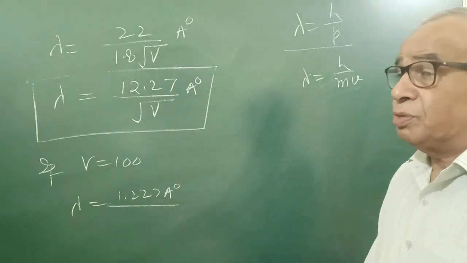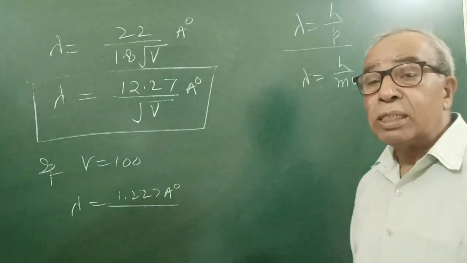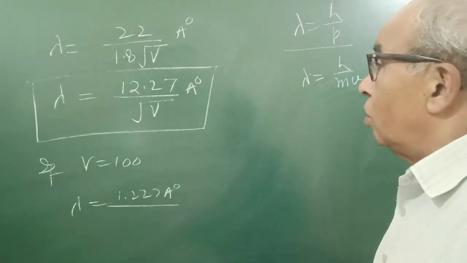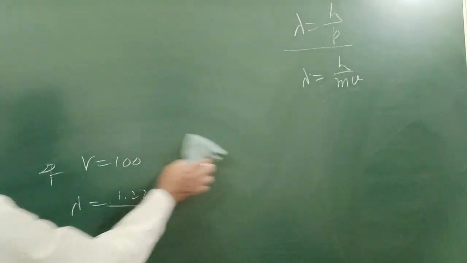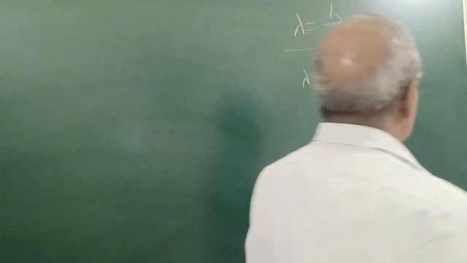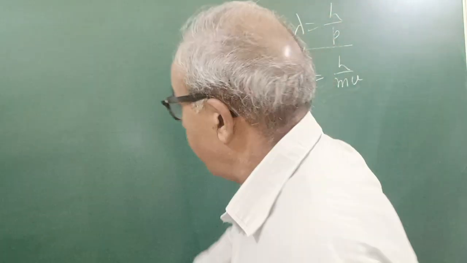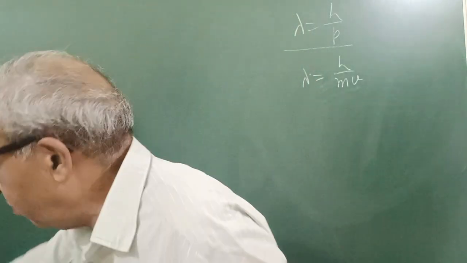So now, if we apply here the Heisenberg uncertainty principle, according to the principle of uncertainty, the momentum and position of a particle cannot be measured correctly simultaneously at a given time. If we try to measure the momentum and position of a particle at a given time, then we can't measure correctly, and there is an error.